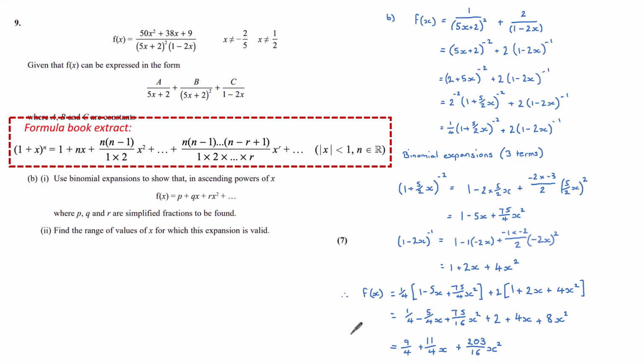Now, in order for this to be a valid expansion, I need to consider both binomial expansions. So for the 1 minus 2x expansion, my modulus of x value needs to be less than a half, but for the 2 plus 5x, my modulus of x needs to be less than 2/5. Now, since 2/5 is less than a half, my expansion is only valid for modulus of x values less than 2/5.